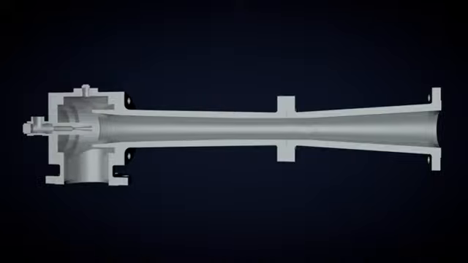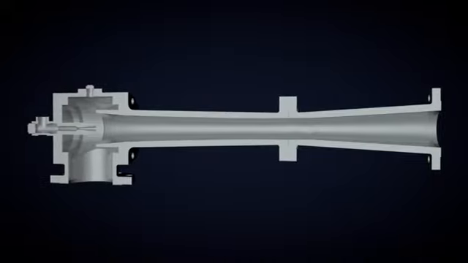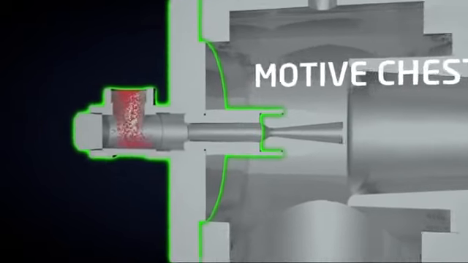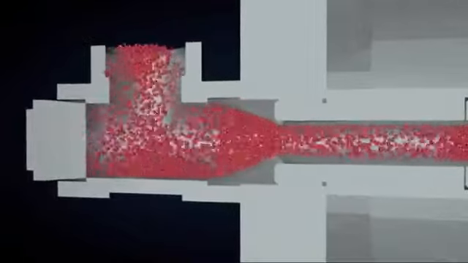Now we will move on to discuss the 4 major components in more detail. The first component is the motive chest. This is where the motive fluid enters the ejector. In our case, and most cases for Graham equipment, the motive fluid is steam. However, it can be any fluid that is at a higher pressure than the ejector is trying to compress to.